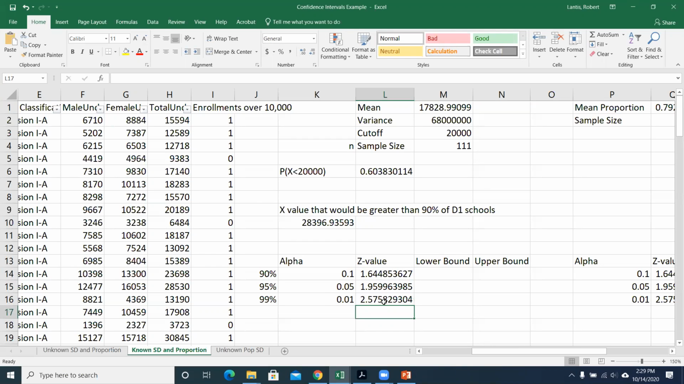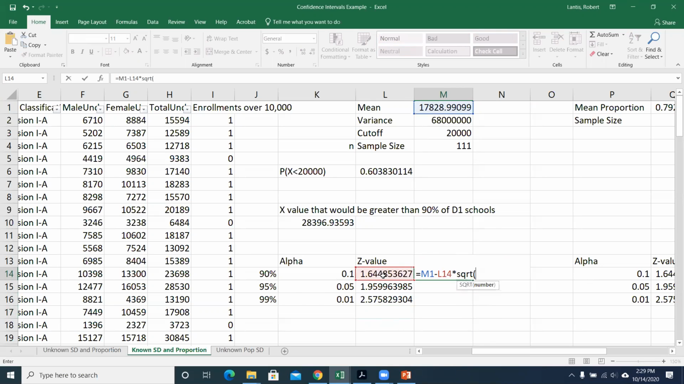And then the 99% level, instead of 2.58, is 2.5758, right? A little bit more exact than we were if we did this by hand, because we're not constrained to 2 decimals. So once I have the z-values, it's really just a matter of getting that confidence interval equation entered in, right? So I'll build my lower bound. I'll take my sample mean. I'll then subtract my z-value times the square root of my population variance divided by my sample size, right?